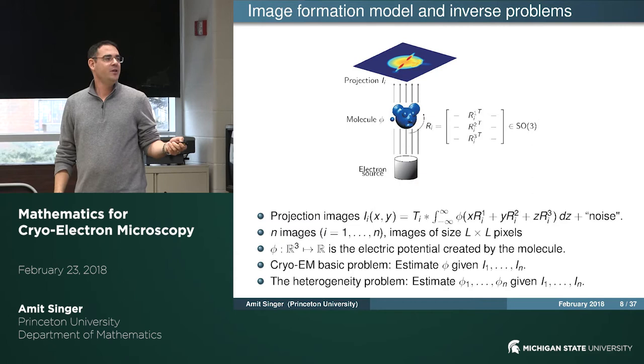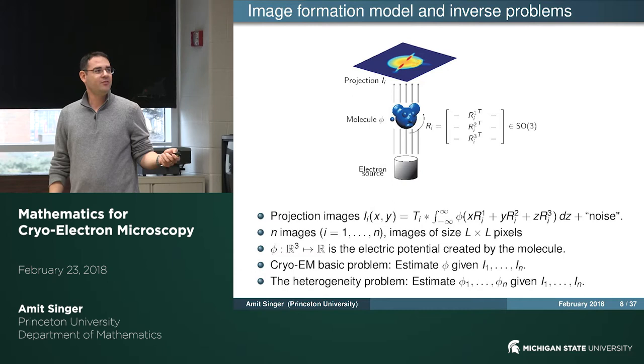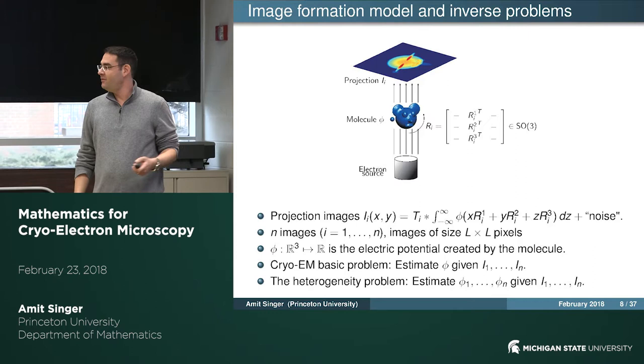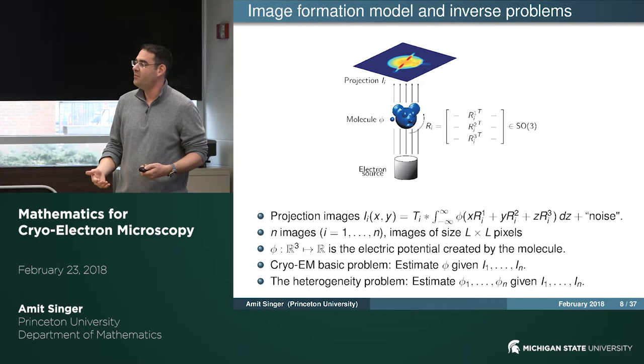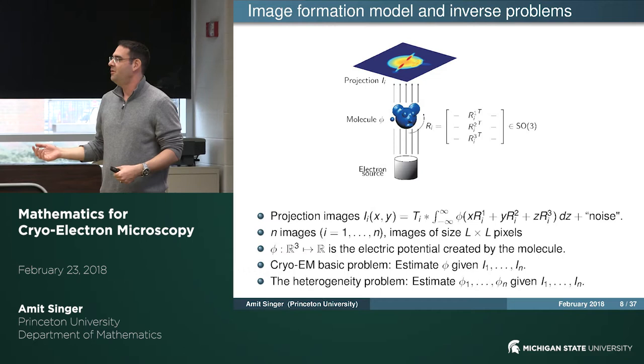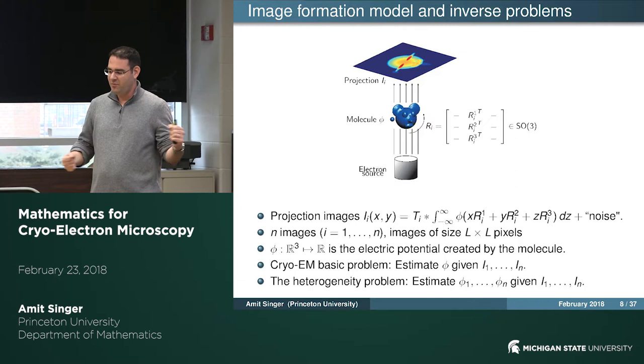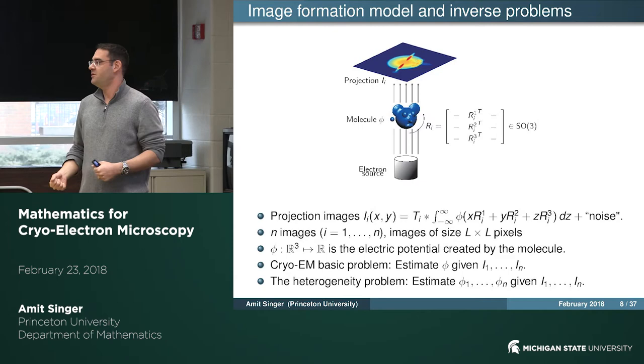Now, clearly, this is a very ill-posed problem because you have just n two-dimensional images from which you want to estimate n three-dimensional objects. So this is ill-posed unless you make some restrictive assumptions about the structures. For example, let's say they all come from just two possible classes. Or if there is some flexible motion, then let's say there are only a small finite number of degrees of freedom of such flexible motion, and then the structure lives on some low-dimensional manifold.